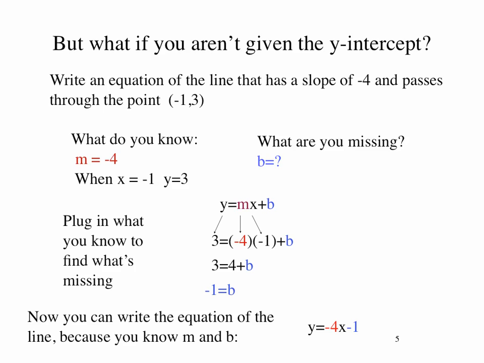When we simplify this equation, we see that we have an equation with a single variable, b, and we can solve for b. When we do that, we find that b has to be -1. Now we can write the equation of the line that passes through the point -1, 3 and has a slope of -4 because we know both m, the slope, and b, the y-intercept. And the equation would be y equals -4x minus 1.